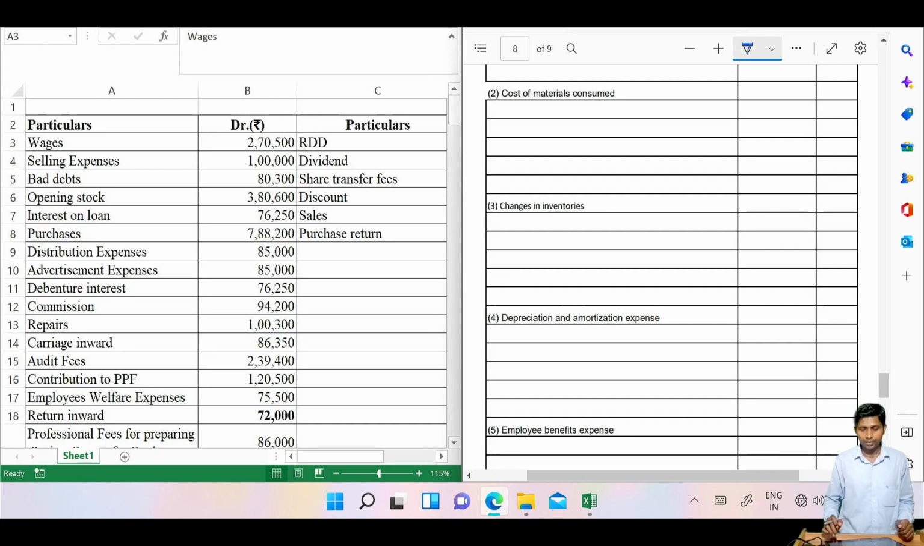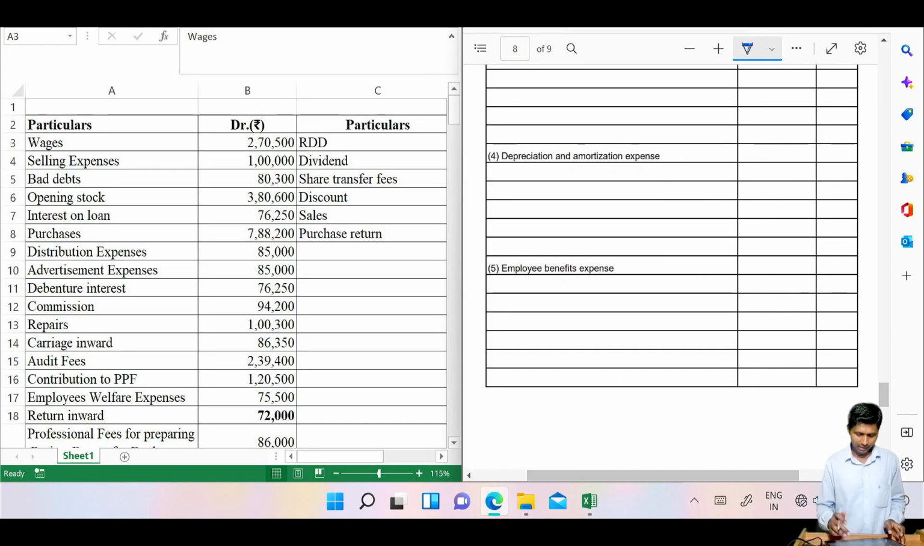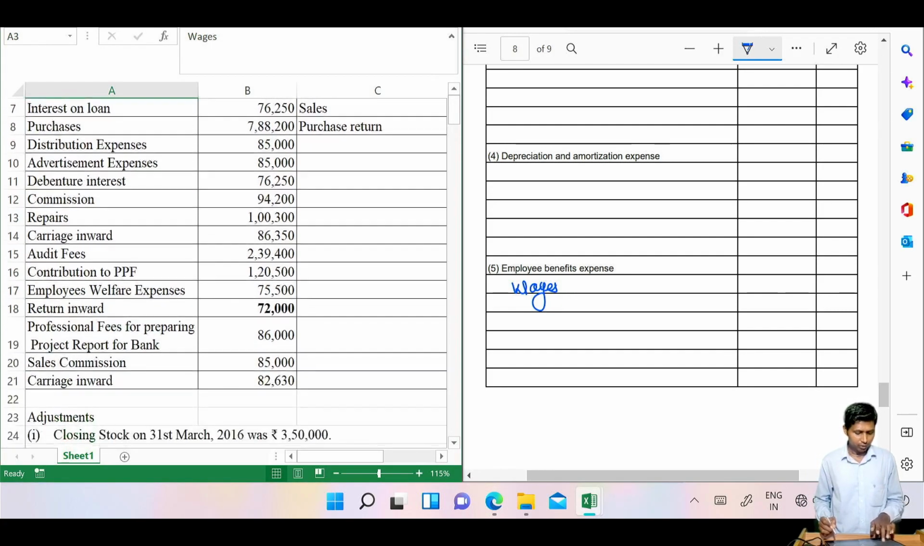Now you said you have given me the correct answer. You are the expert students. Wages means the employee, and in employee benefit expenses, you said me to write the wages. Wages 2,70,000. Wait. What you are doing just now? The first attempt. Don't you know adjustments are also given in the problem?